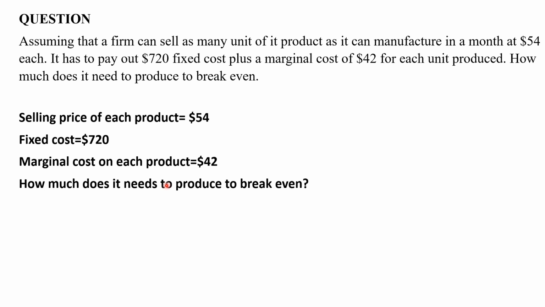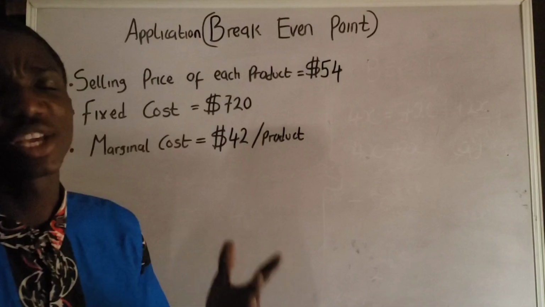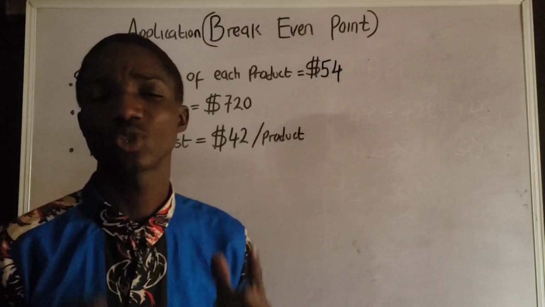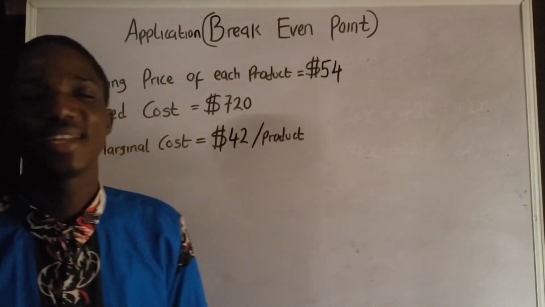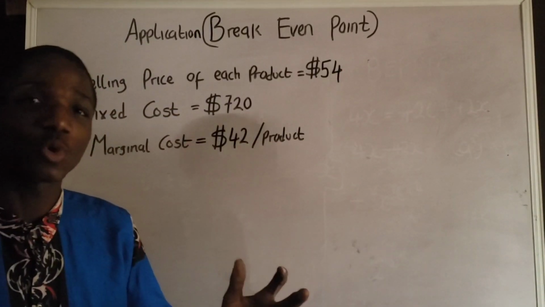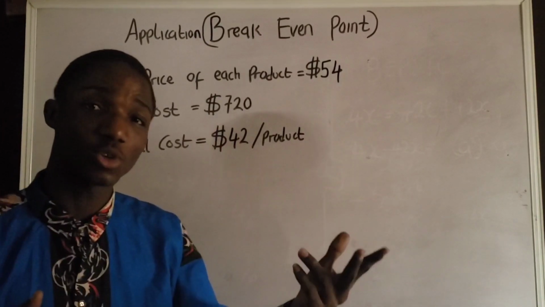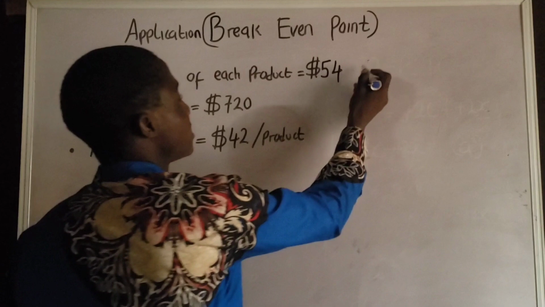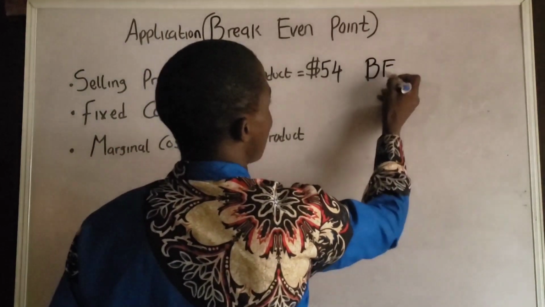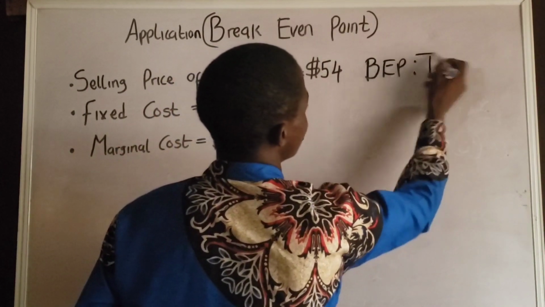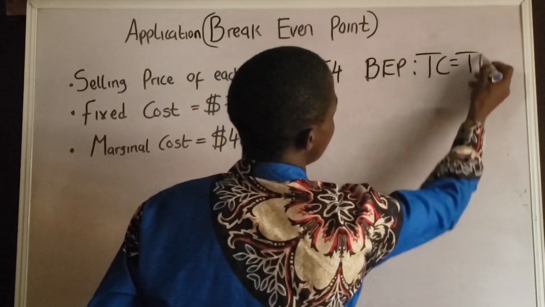Now, to calculate the amount of units of the product that the firm has to produce in order to break even, we have to understand the meaning of break-even point. Break-even point is the point at which the total revenue is equal to the total cost. That is, the total cost of producing a product is equal to the revenue that the firm gained as a result of selling the product. So at break-even, total cost is equal to the total revenue.